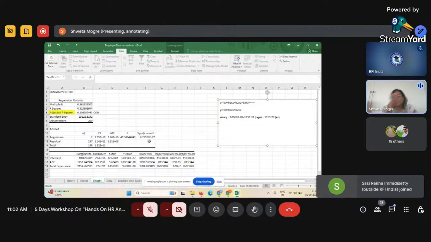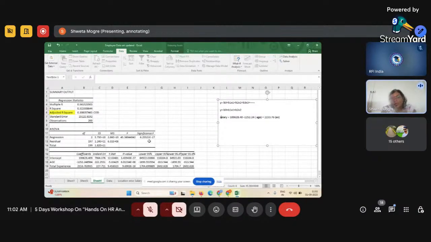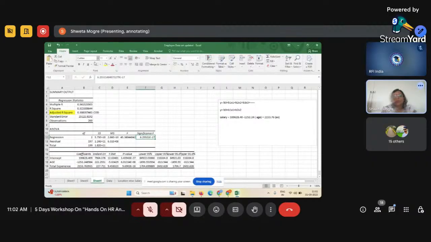So what hypothesis have you drafted over here? That experience and age do not have a significant impact on salary. So you have to check this value. I'm highlighting this value, 6.255. Are you able to observe this value?